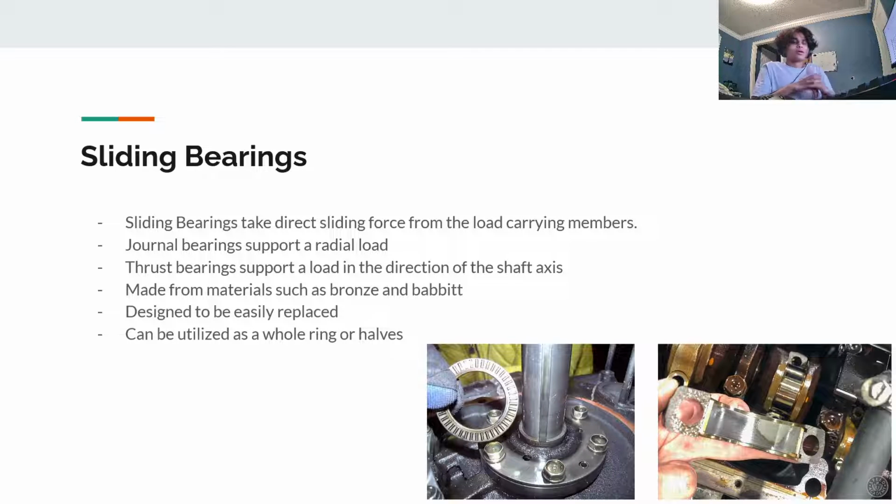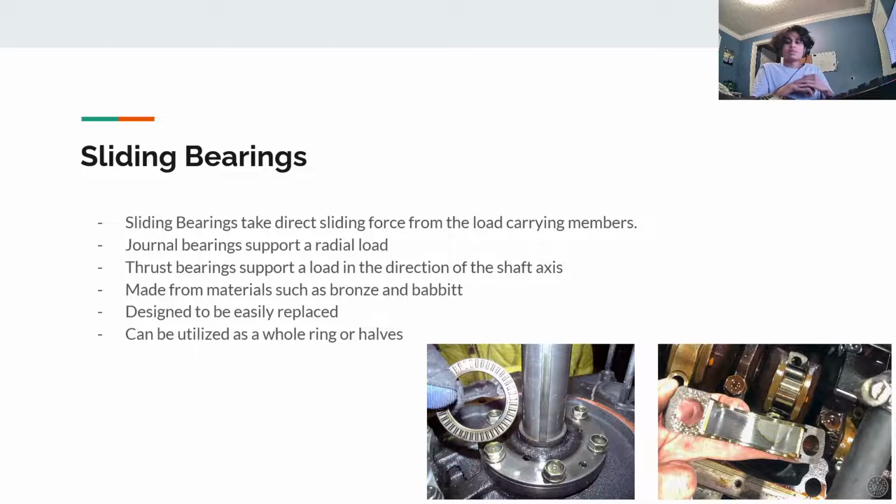So we're going to go into sliding bearings. This is the type of bearings we're going to be looking at today. Sliding bearings take direct sliding force from the load-carrying members, and we have two main types of sliding bearings. We have journal bearings, which support a radial load. We have thrust bearings, which support a load in the direction of the shaft axis.